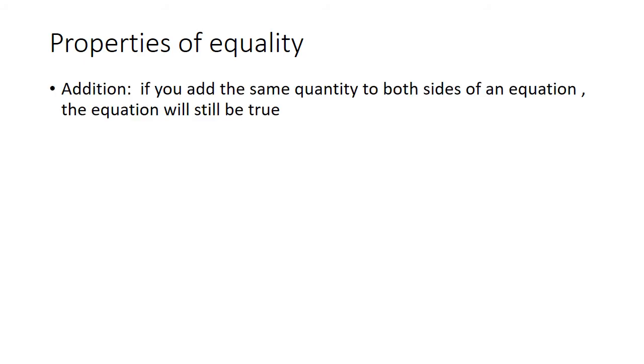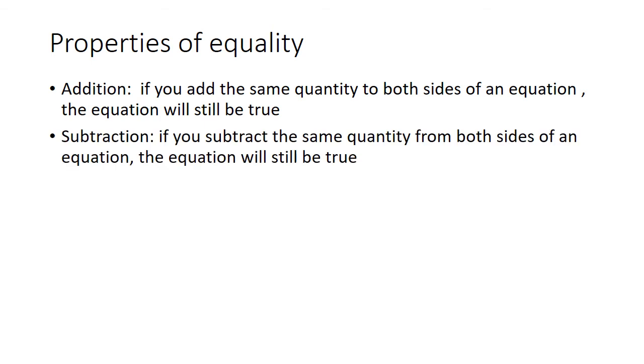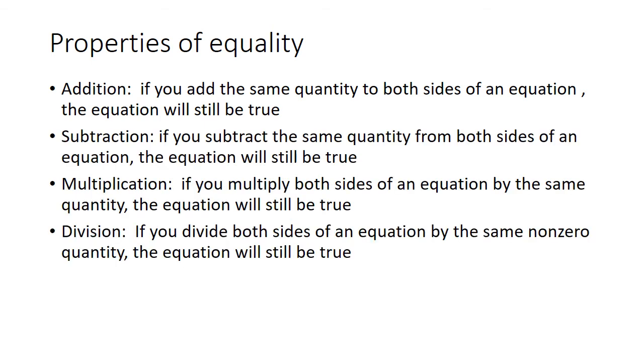So let's get started. A few properties of equality. These you should already know. You can add, subtract, multiply, and divide to both sides of the equation as long as you're doing the same number, and the equation will still be true. So if you add something to one side, you add it to the other side to make the equation still true. If you're subtracting, subtract the same thing from the other side. Multiplying and dividing, same thing.